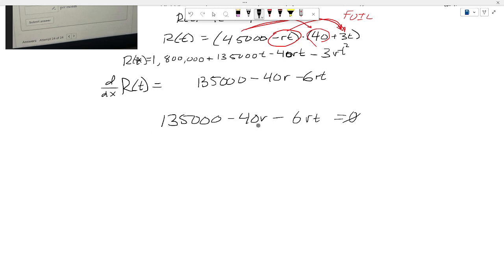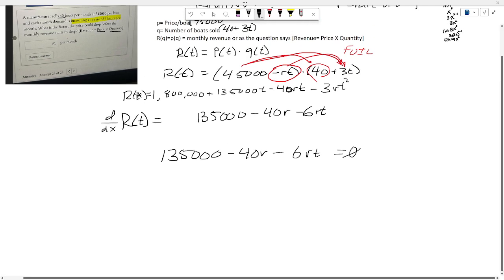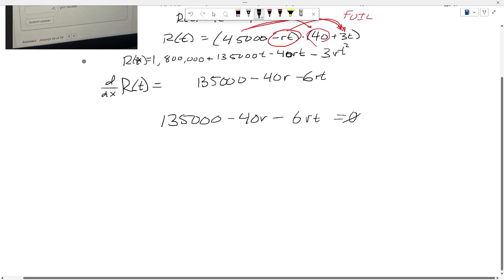So you're going to do a 0 set equation. We're going to make t time, because we're looking for the fastest, we're going to make that start at 0. So t equals 0 in this function. So this is going to be 0. 0 times r is 0, and then 0 times negative 6 is 0. So this becomes 135,000 minus 40r equals 0. The 6 gets dropped because it has that t attached to it.